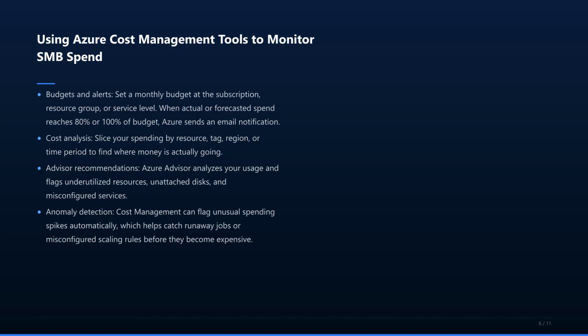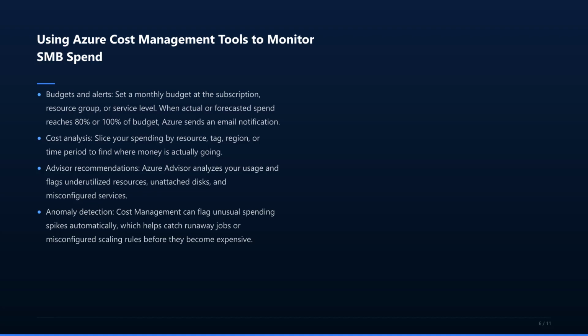Advisor recommendations. Azure Advisor analyzes your usage and flags underutilized resources, unattached disks, and misconfigured services. Anomaly detection. Cost management can flag unusual spending spikes automatically, which helps catch runaway jobs or misconfigured scaling rules before they become expensive. One underused practice: tag every resource with at minimum a cost center and an owner tag. When you can filter cost analysis by tag, identifying unnecessary spend becomes far simpler.